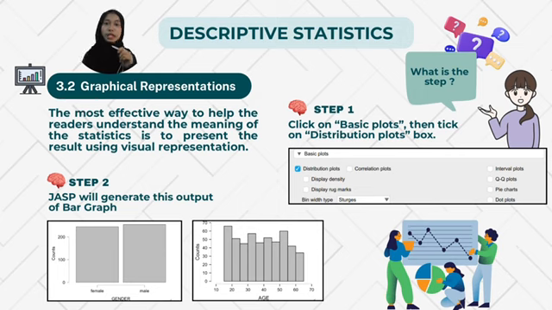Step 1 is click on basic plot, then tick on the distribution plot box. Step 2, JASP will generate this output of a bar graph. Here you can see two examples showing age and gender distribution.